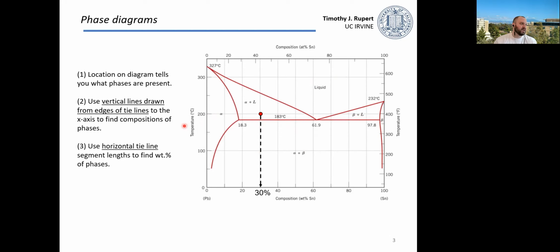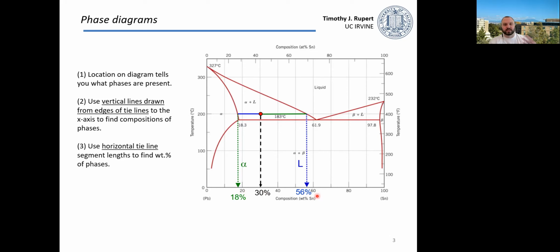Okay. You can also get additional information out. If I look at that red point on this plot, if I go over, find out where I hit those phase boundaries, these solid lines drawn on here, and then go down, I can isolate what the composition of those two phases would be. In this case, a solid and a liquid. So that solid alpha phase is going to be 18% tin, and that liquid phase is going to be 56% tin.